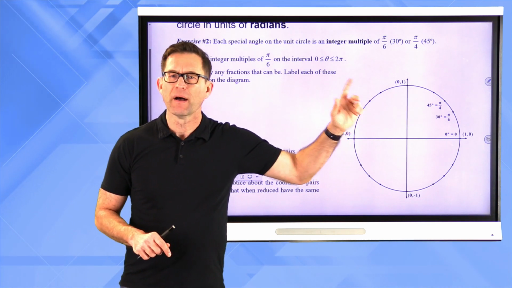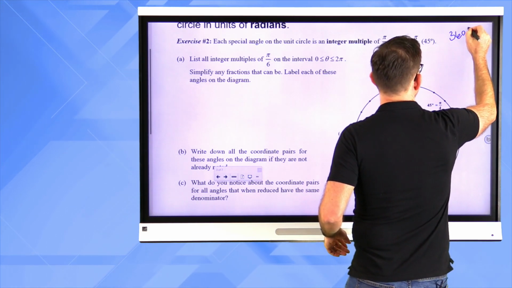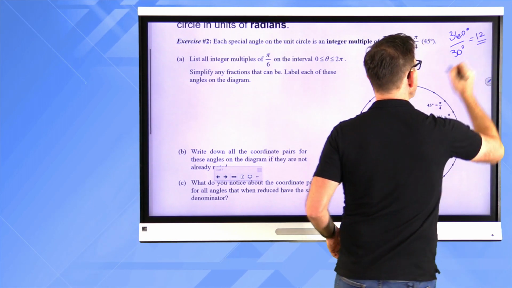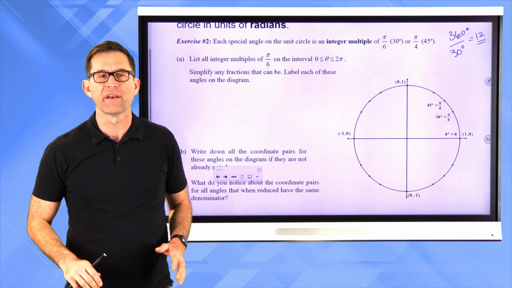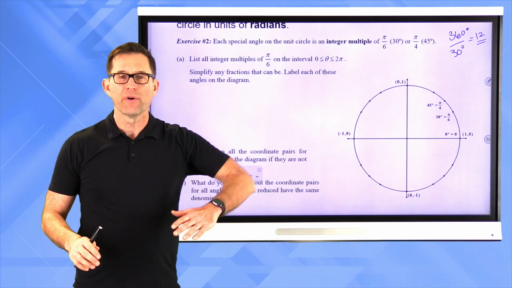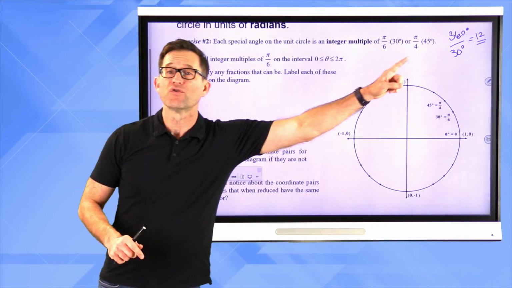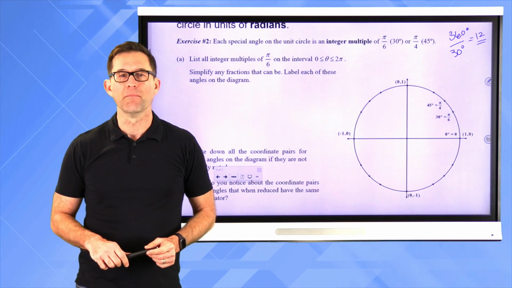Now, I want you to think about something for a second. If I took 360 degrees and divided it up into 30-degree intervals, that would be 12 intervals. In other words, if I took this unit circle and divided it up into 30-degree central angles, I would have 12 slices of pizza. And that's what we're going to begin by doing.